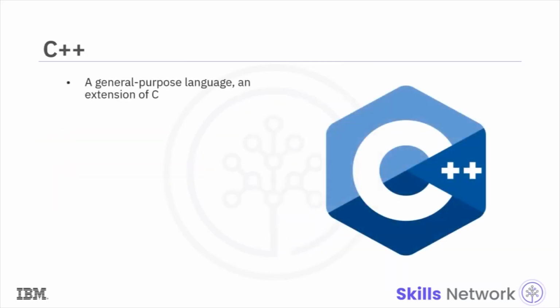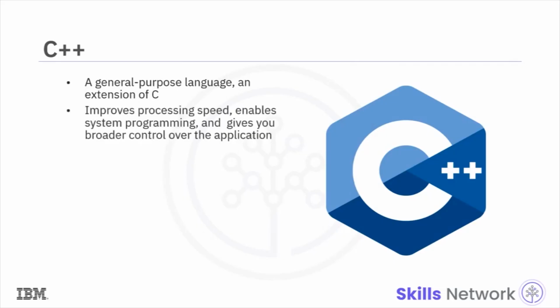Next, C++ is a general-purpose programming language. It is an extension of the C programming language, or C with classes. C++ improves processing speed, enables system programming, and provides broader control over the software application. Many organizations that use Python or other high-level languages for data analysis and exploratory tasks rely on C++ to develop programs that feed data to customers in real time.